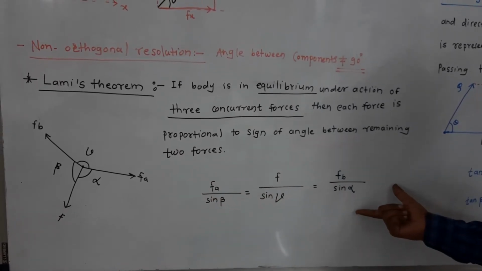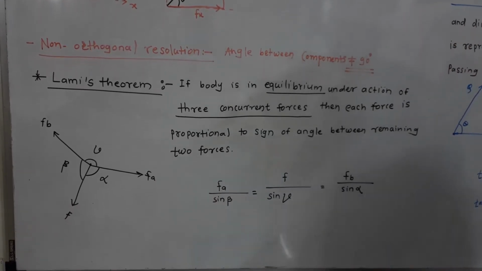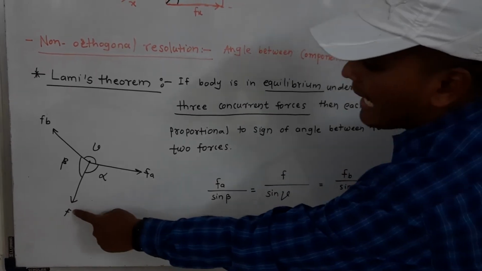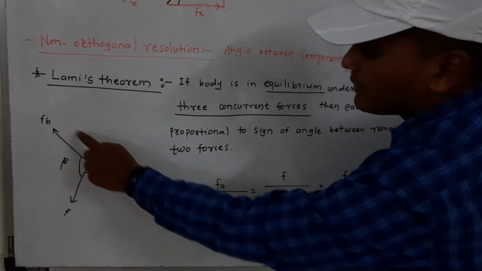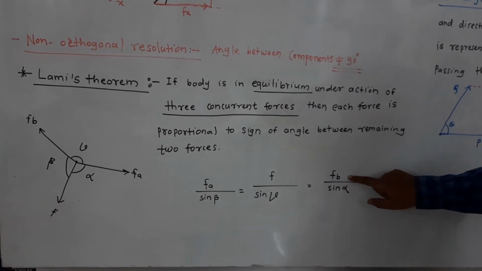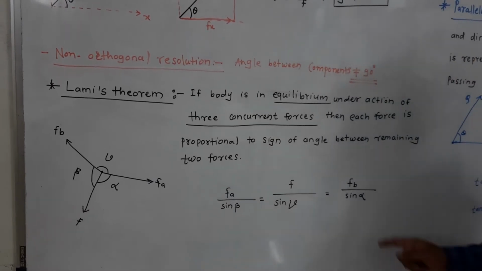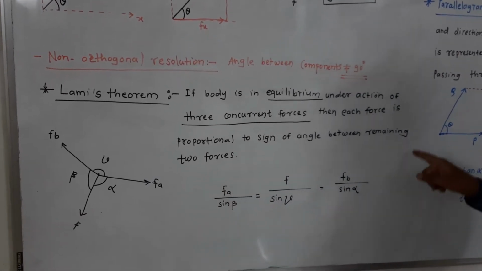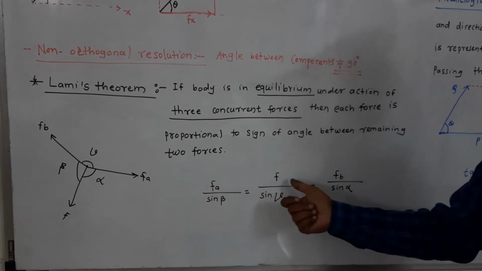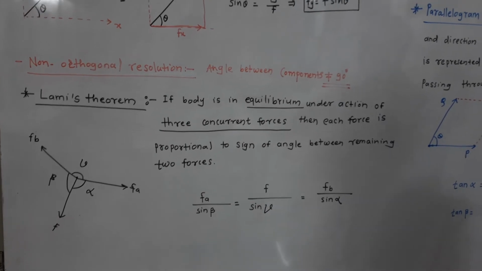Okay, the mathematical expression will be: if I consider Fa, I need to consider the angle between F and Fb, that is beta. If I consider force F, I have to consider the angle between Fa and Fb, that is gamma. And the last one: if I consider the force Fb, I need to consider the angle between Fa and F, that is alpha. So this is the mathematical expression. Now in this expression, we know alpha, beta, gamma, and force F. We can easily find out the values of Fa and Fb.